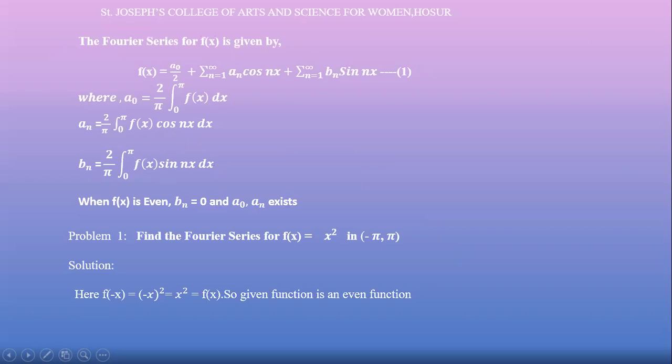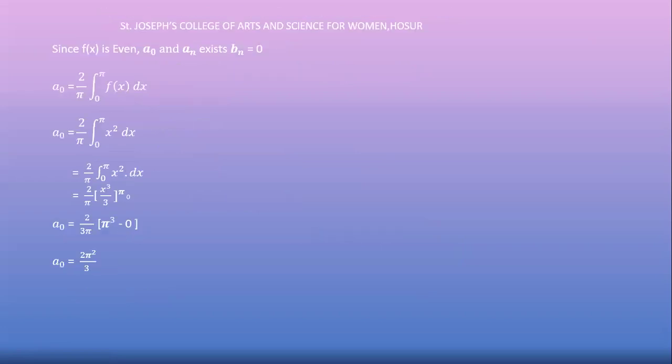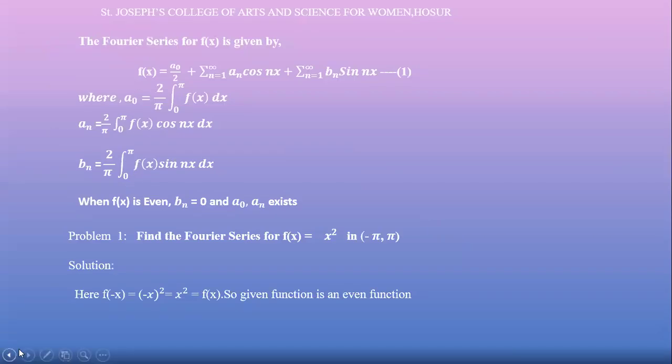Even function means f of minus x is equal to f of x. If f of x is even, then b n is equal to 0, and we have to find only a naught and a n here. So let's move on to the problem.